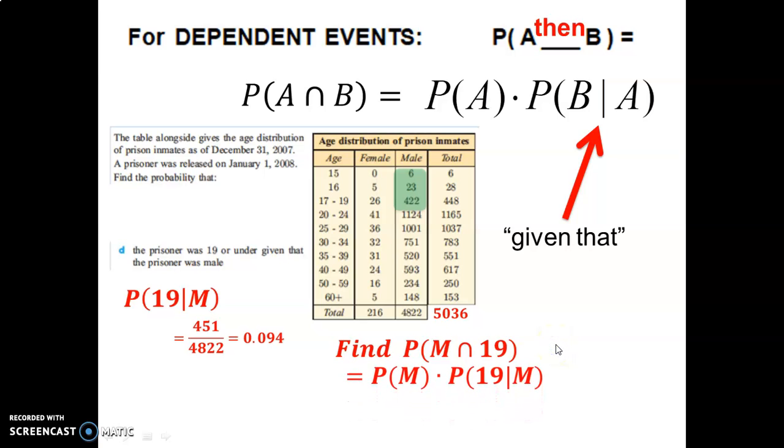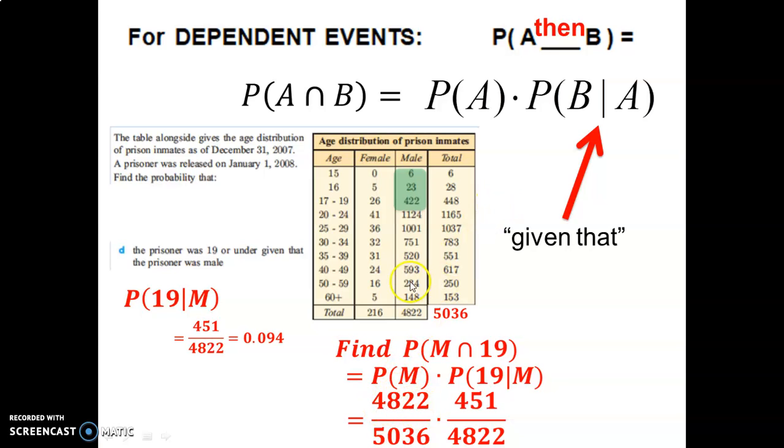Now that you've tried, let's take a look. What this means is we're going to use this dependent event formula. So we're going to have the probability of first choosing a male times the probability of choosing somebody 19 and under, given that we have chosen a male. So we're using this formula. All right, let's take a look.